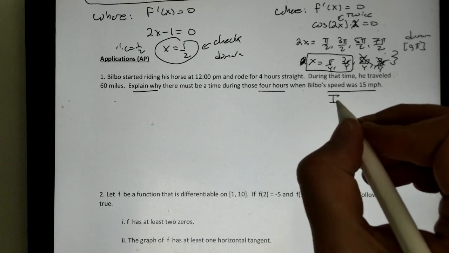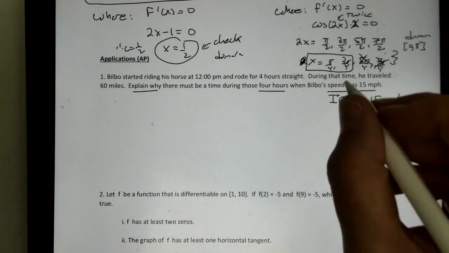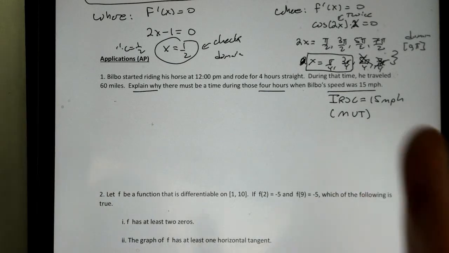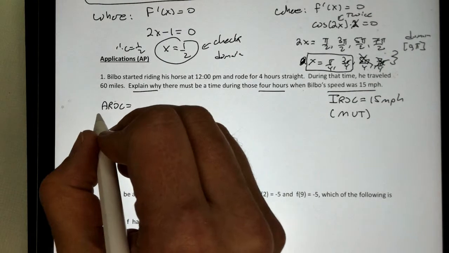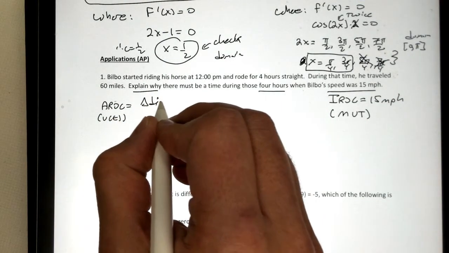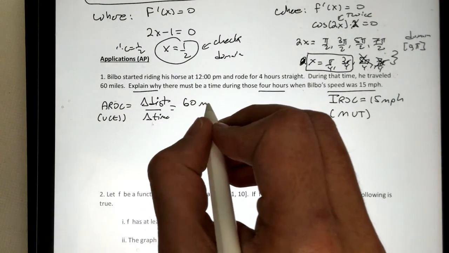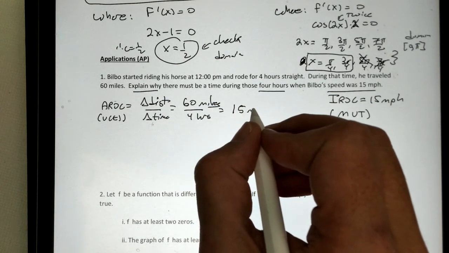So they are telling us that the instantaneous rate of change is 15 miles per hour. Anytime they mention instantaneous rate of change, we need to think mean value theorem. That's going to be the big hint that we're going to be using the mean value theorem on these types of questions. So, mean value theorem. I can find Bilbo's average rate of change pretty easily. The average rate of change is just like my velocity equation: change in distance over change in time. The distance was 60 miles, and he traveled that in 4 hours. 60 over 4 is just 15 miles per hour.